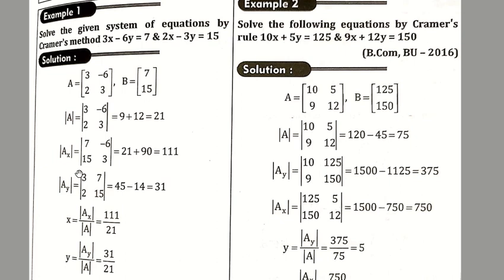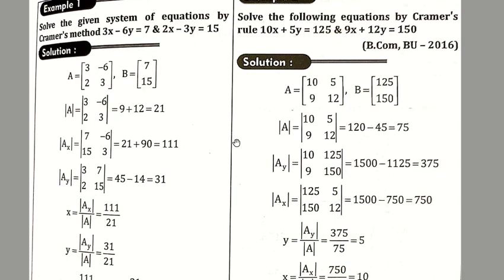So in the determinant of AX, in the place of X values, which is 3 and 2, you will put the constant values, which is 7 and 15. So 7, 15 minus 6 and 3. So again you cross multiply to find out the value of the determinant. 7 into 3, 21, minus 6 into 15, 90, which is equal to 111.